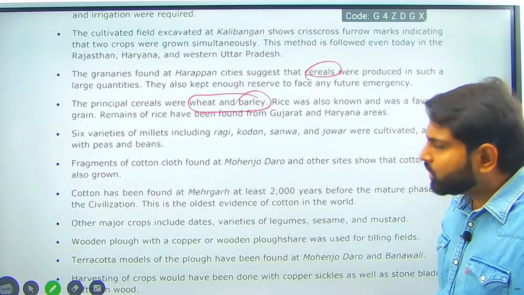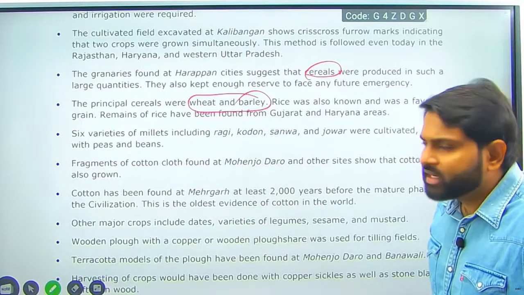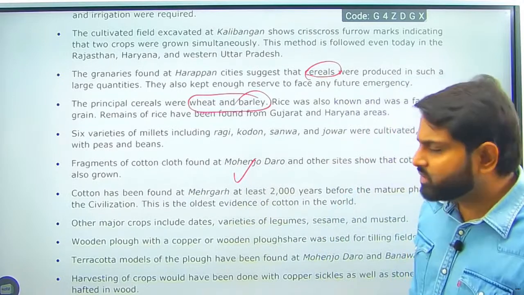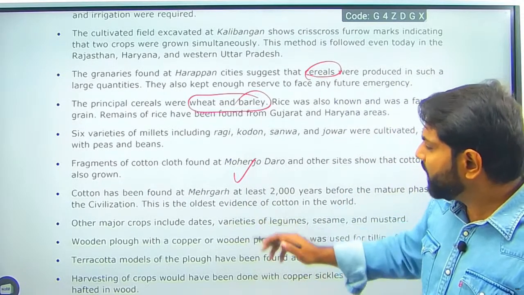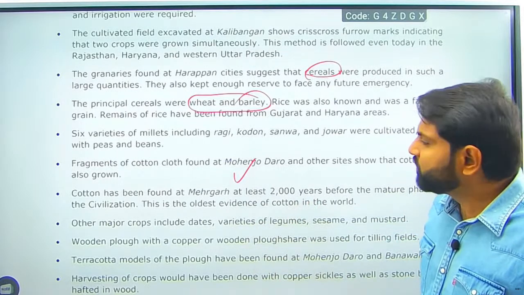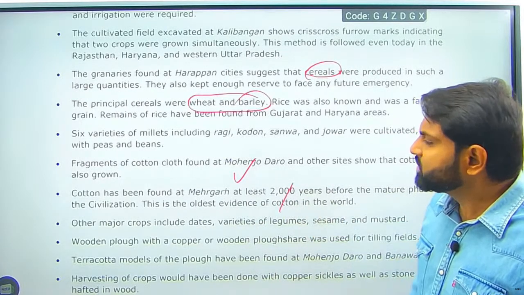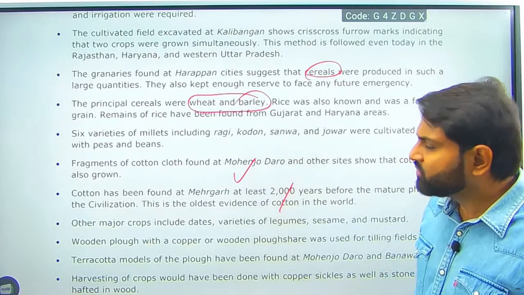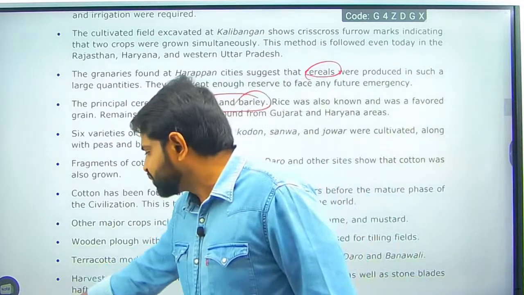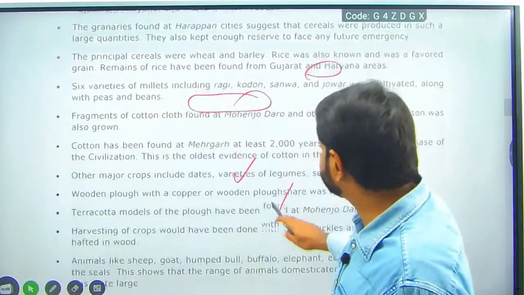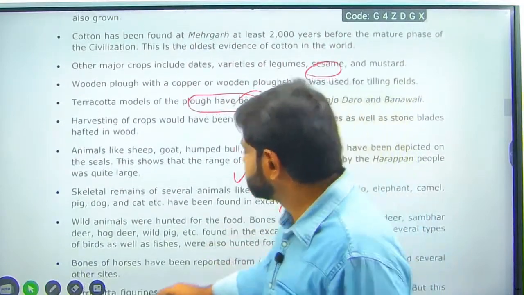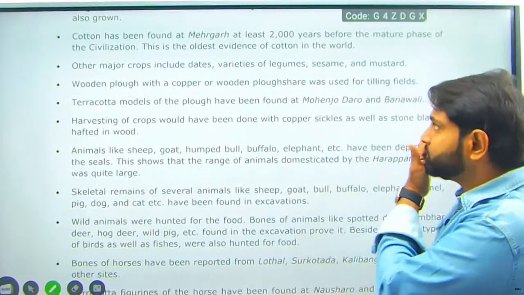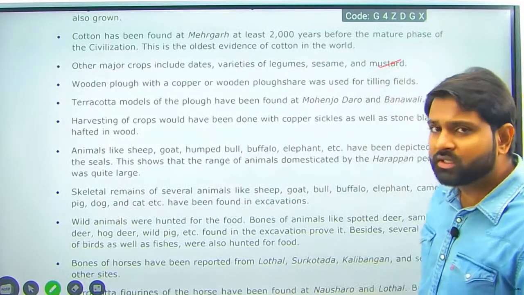Fragments of cotton cloth found in Mohenjo-daro and other sites clearly says that cotton is also a crop, commercial crop which is used now. Cotton has been found in Mehrgarh at least 2000 years before the mature phase of the civilization, the oldest evidence of cotton in the world. This is the oldest evidence, Mehrgarh's oldest evidence which we have now, even before Indus Valley civilization, before the mature phase. Apart from that, we have varieties of legumes, sesame and mustard, which were cultivated.